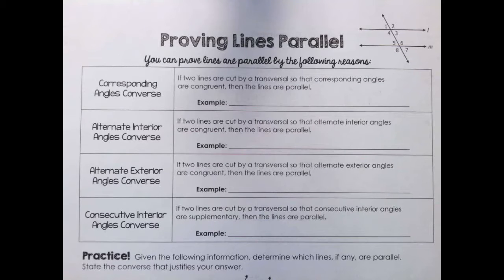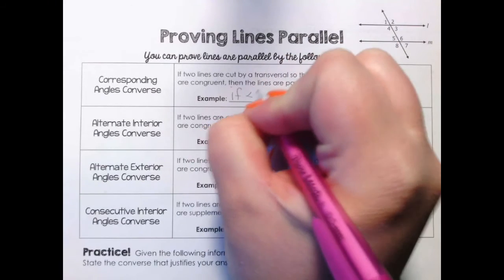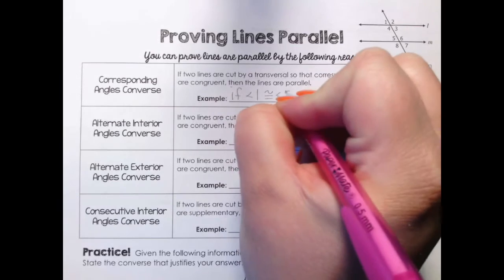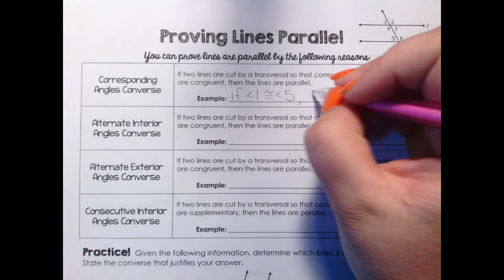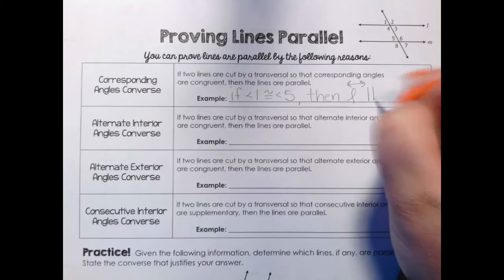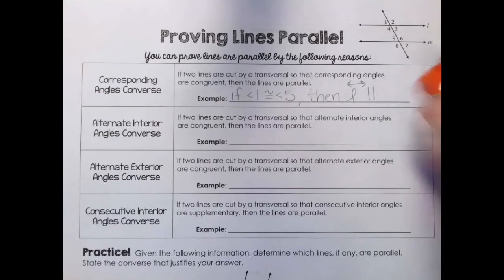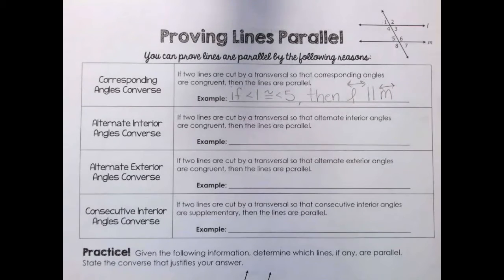So the corresponding angle converse tells us if 2 lines are cut by a transversal so that corresponding angles are congruent, then the lines are parallel. So our first example, if angle 1 and angle 5 are congruent, then we can say line L is parallel, that's our symbol for parallel, 2 lines side by side. Line L is parallel to line M. So if angles 1 and 5 are congruent, then these 2 lines are going to be parallel.